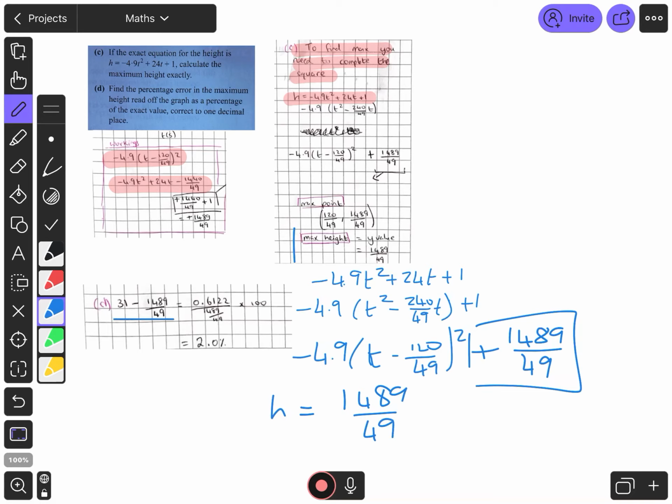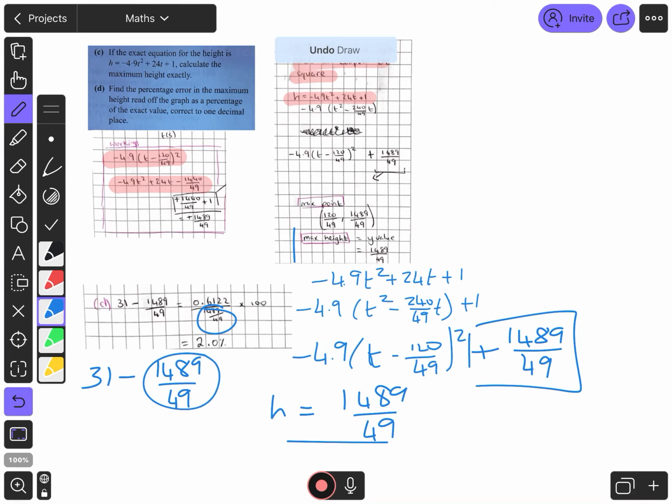Then I need to find what the difference is between what I originally found. That was my part B. So it's 31. Take away this value here to find what my error was from my picking it off the graph. That's where this bit comes from here. And I divide it by the correct answer, which is this one. And I just get a percentage of that. And that's where all of those values are coming from.